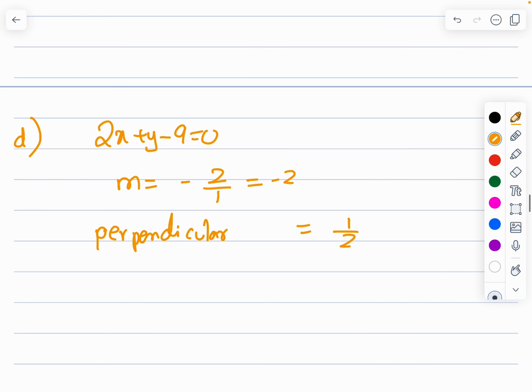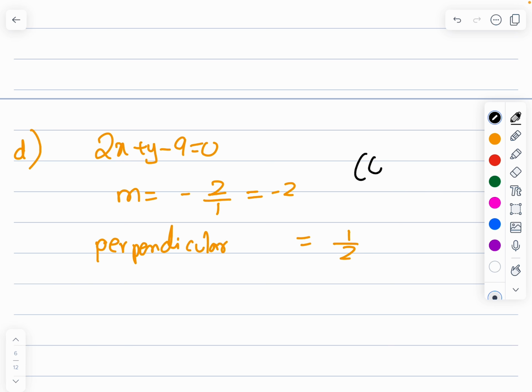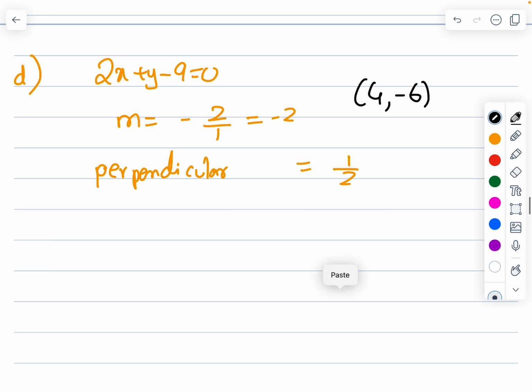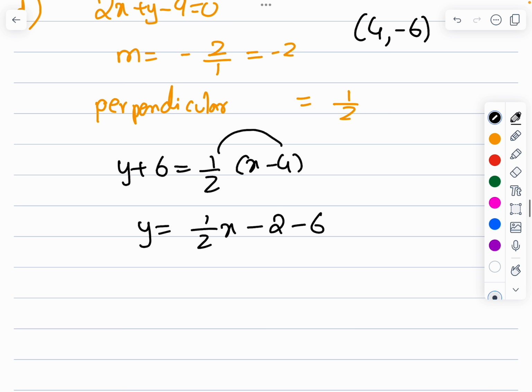1/2 and passing through what is the point? (4, -6). So y minus y1 equals m times (x minus x1). So y equals half x, minus 4/2 which is 2, minus 6. So what is that equation? y equals half x minus 8.